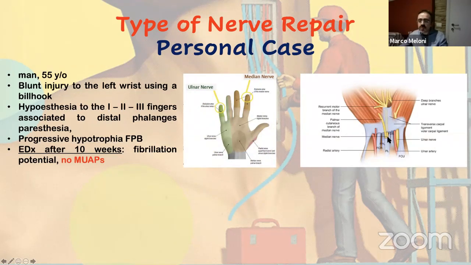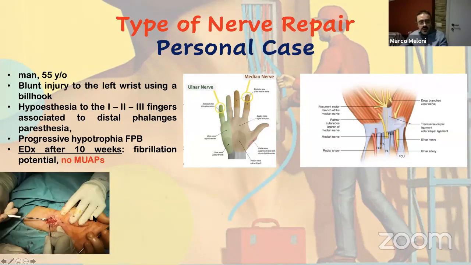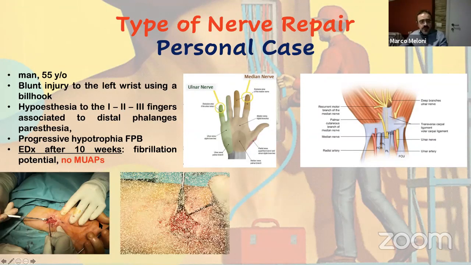So I was sure that this trauma probably involved the distal part of the median nerve, and so it was also my aim to save the palmar cutaneous branch as well. So I performed surgery. This is the intraoperative picture. Let's see more in detail. That's what I just showed.